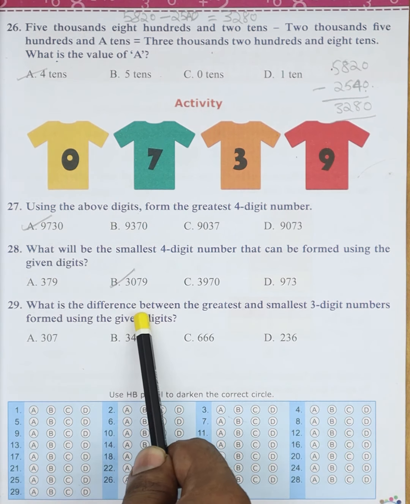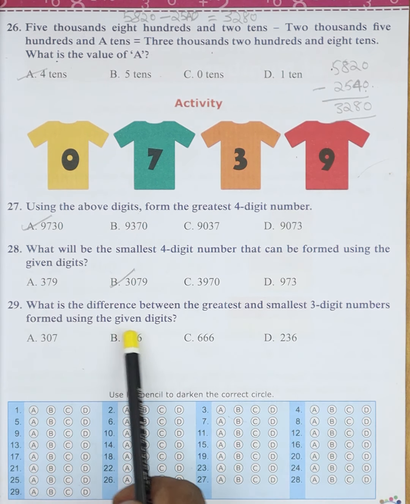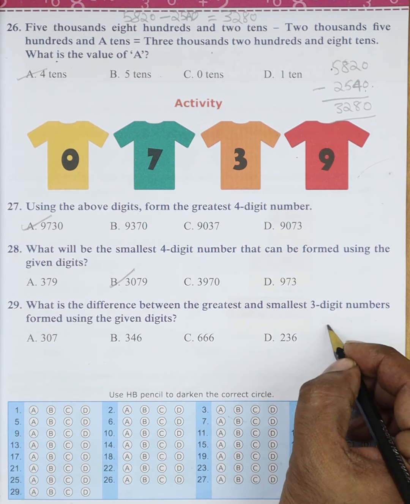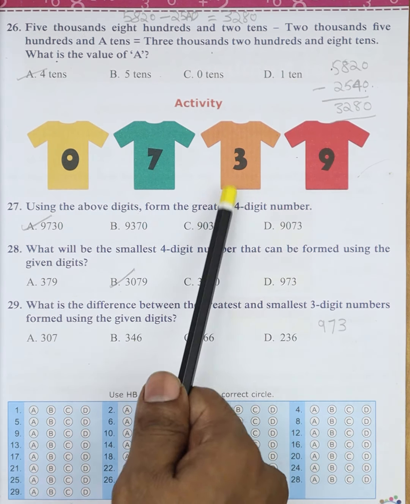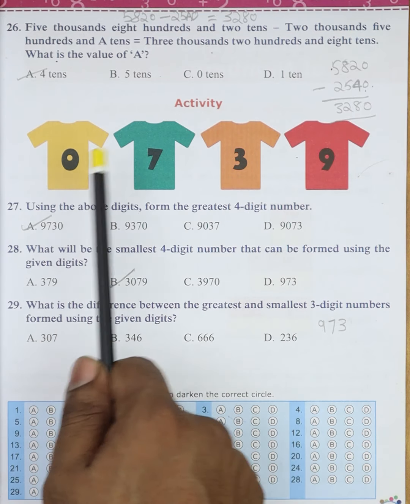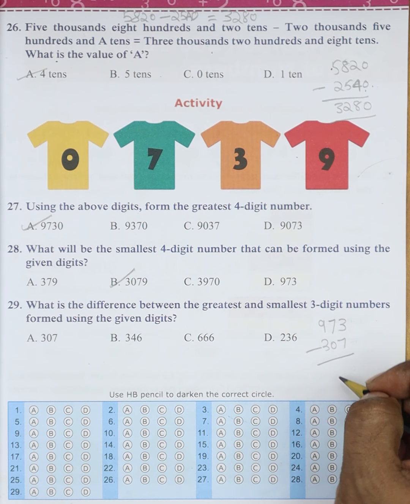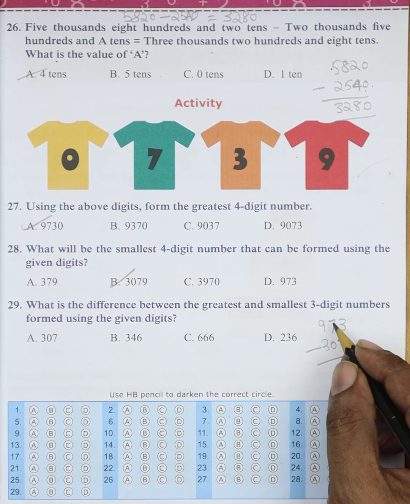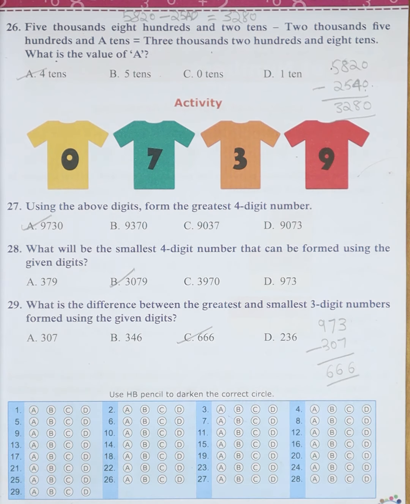And what is the difference between the greatest and the smallest 3-digit number formed using the given digits? Alright, so the greatest 3-digit number is 973 and the smallest 3-digit number that you can have is 307, right? And the difference between these two is 13 minus 7 is 6, 6 minus 0 is 6, 9 minus 3 is 6. The option is C. Alright, so we completed the first chapter.